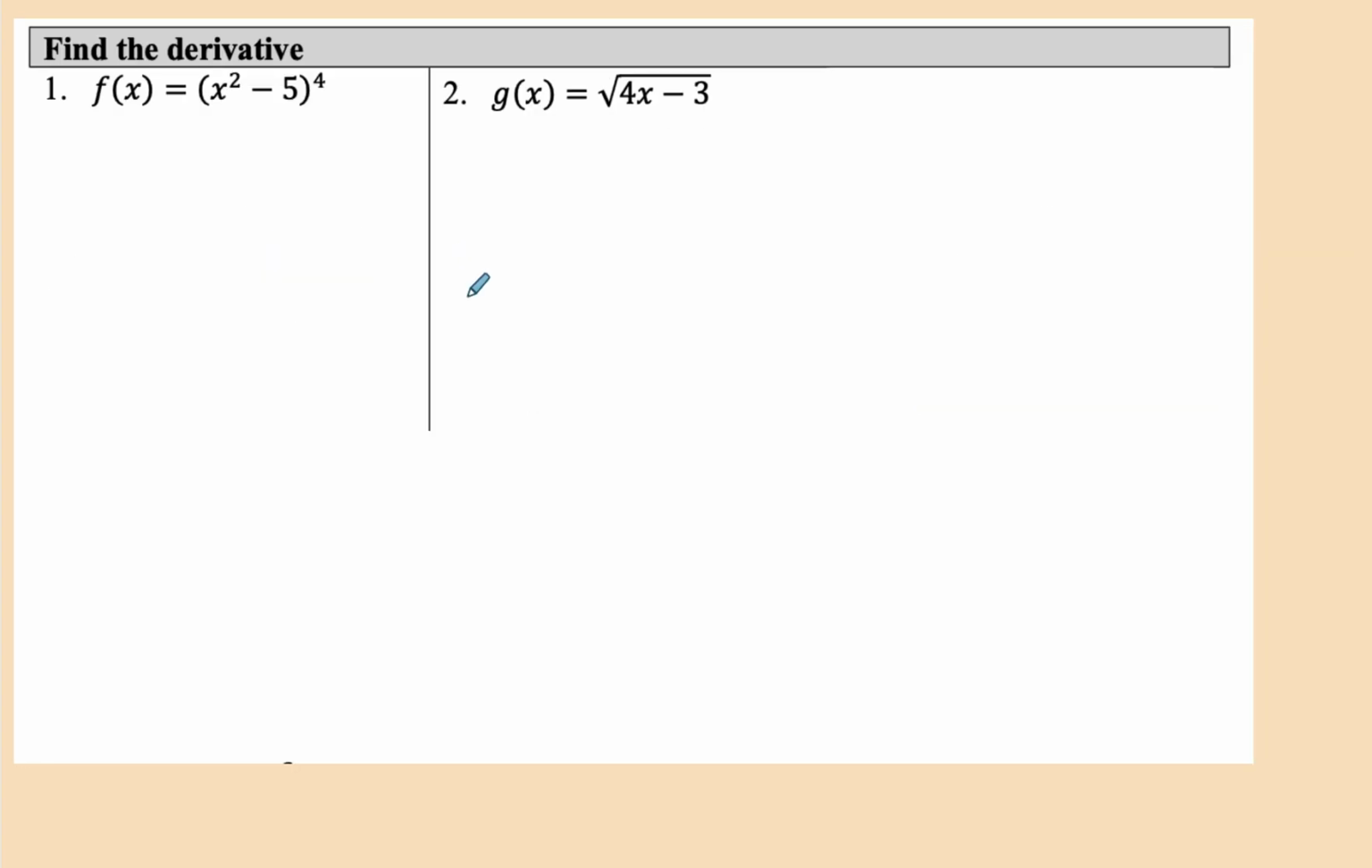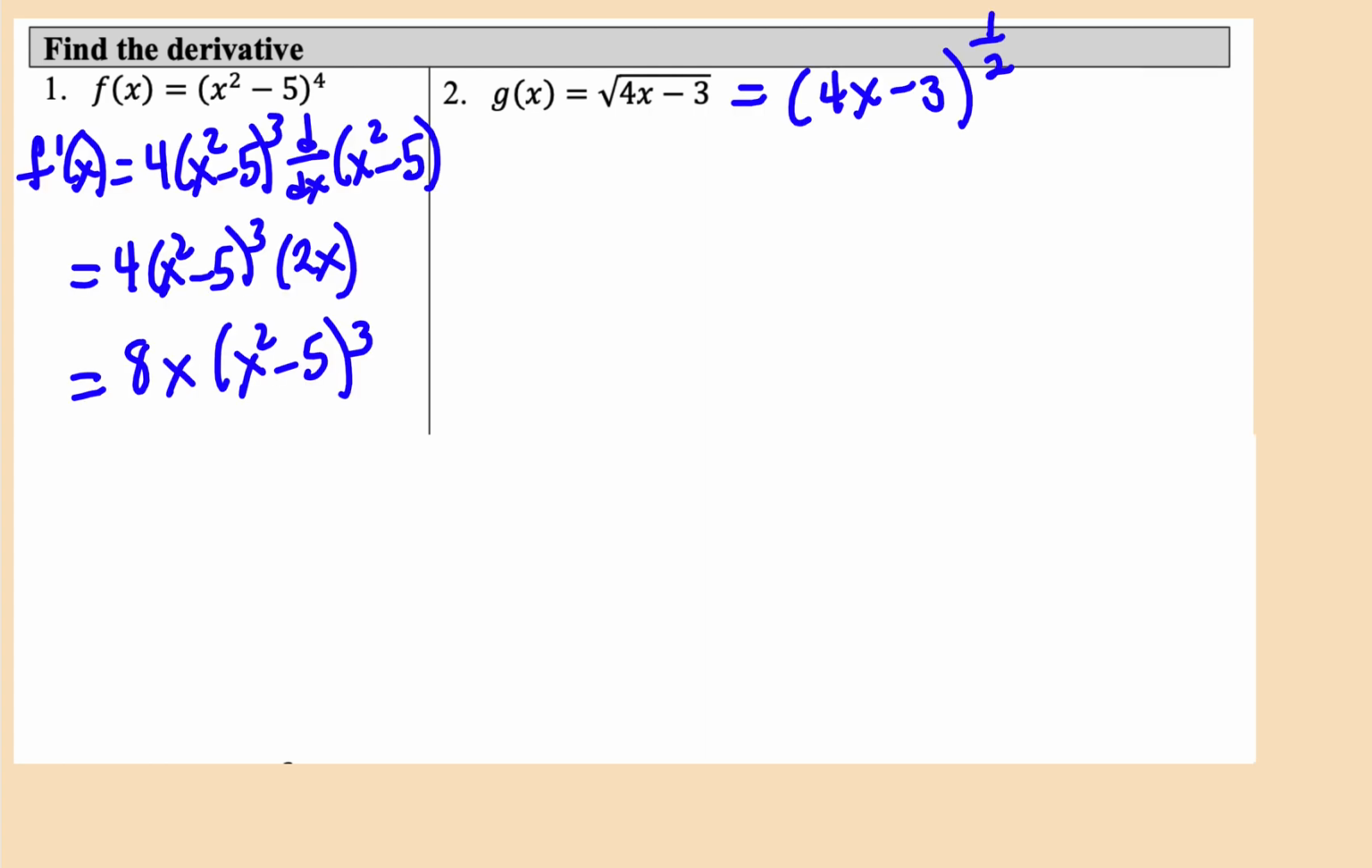All right, let's go ahead and give you an opportunity to do number 1. Stop the screencast and see if you can find number 1. And here is the answer. So take the derivative of the outside, leave the inside alone, times the derivative of the inside. And I just clean things up here.